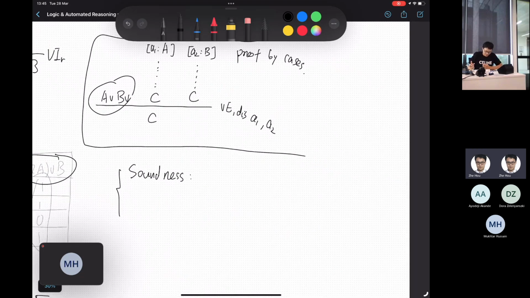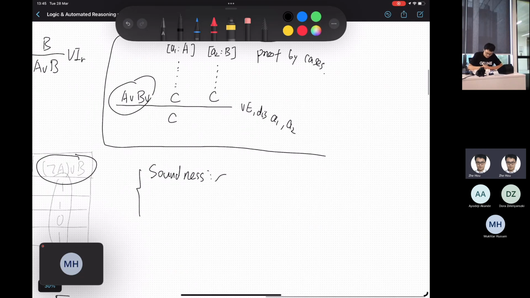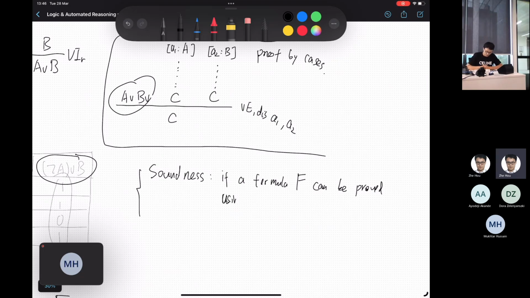So the formal definition is: if a formula, call it F, can be proved using NK, so NK stands for natural deduction, then F is valid. It says if I can prove this formula using my system, then it is indeed valid. So it means my system is correct.